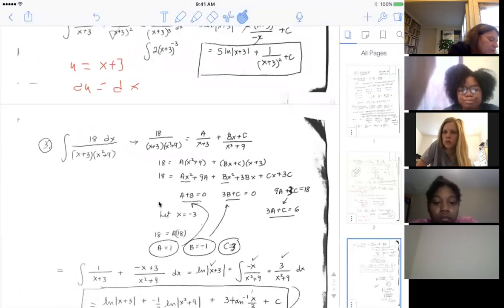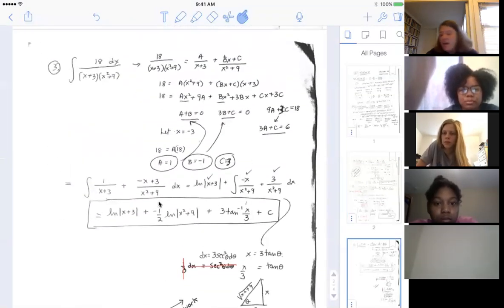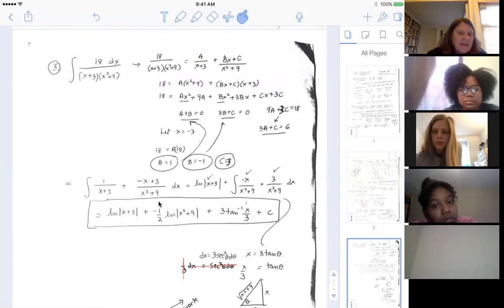The last one on that sheet looked like this. And again, let's look at the setup, and then I'll let you look through what I've done. In the setup, it's a linear factor. This is an irreducible quadratic. You cannot factor x squared plus 9. And ultimately, what I mean by irreducible is if you were to use the quadratic formula on it, you'd get an imaginary root. You get a negative under the square root.